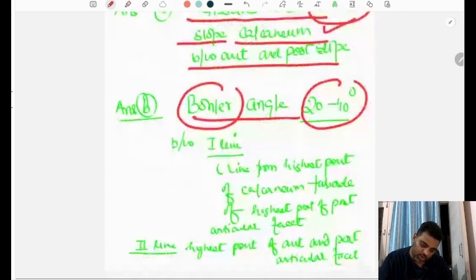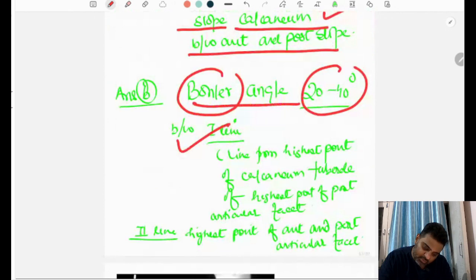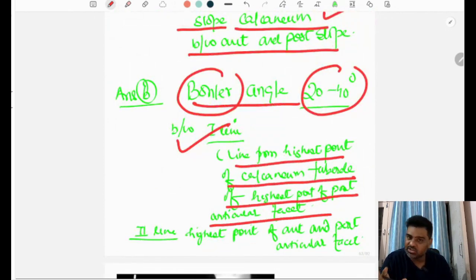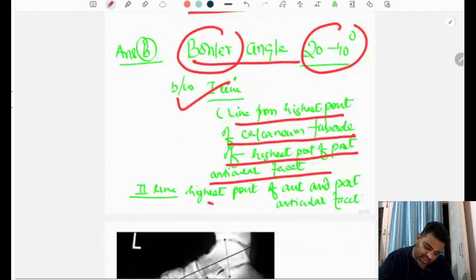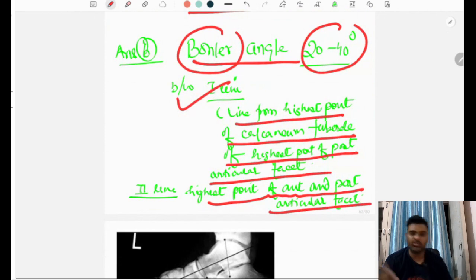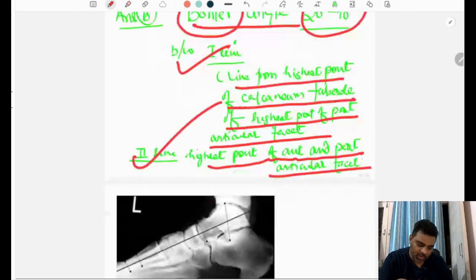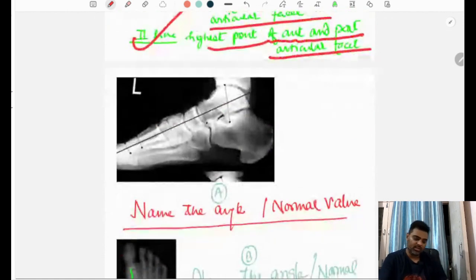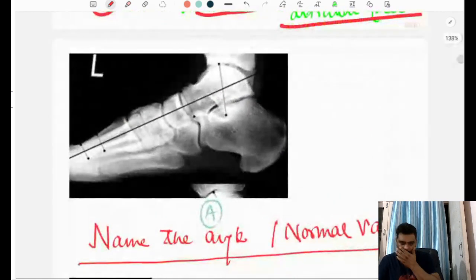It is the angle between two lines. The first line is from the highest point of the calcaneum tubercle to the highest point of the posterior articular facet. I've explained that. And the second is the highest point of the anterior and posterior articular facet. This is the second line between them. Now name this angle. Can anybody explain this angle?